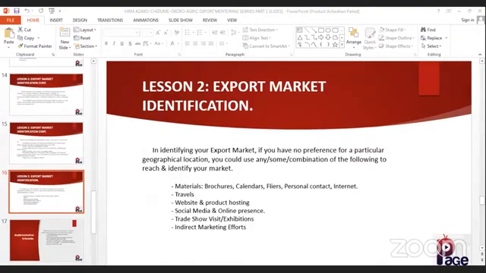In doing that, to penetrate this market, you can use brochures, you can use calendars, you can use flyers, personal contacts. Good thing, the internet is a global village now. You just key in Google, who does this, who buys this? Companies that are into that line of product will pop up, and then you know who to reach. You can also travel to meet your potential buyers. You can have a website and host your products online.